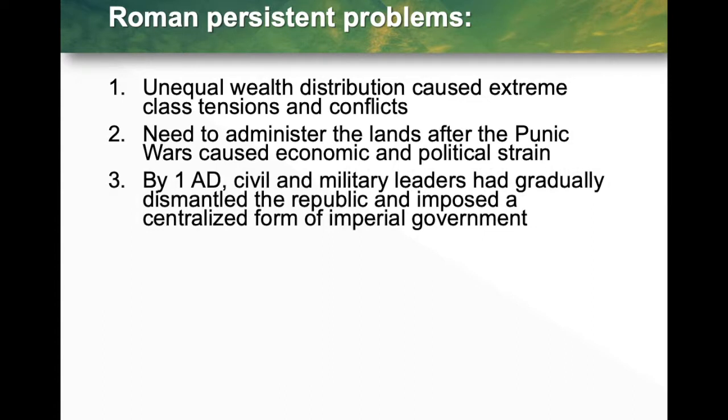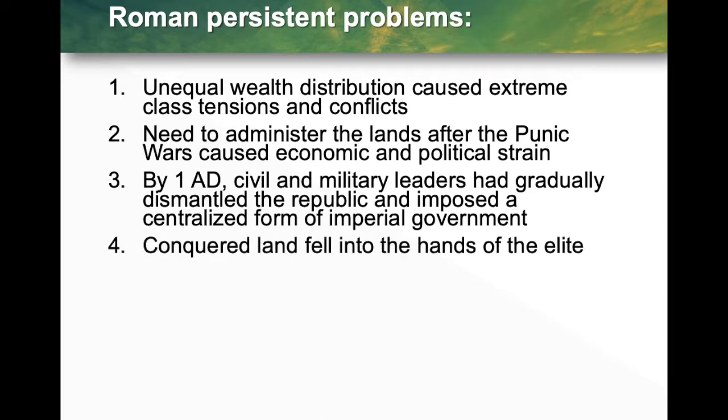Thirdly, by 1 AD, so pretty much right at the transition point from BC to AD, civil and military leaders had gradually dismantled the republic and imposed a centralized form of imperial government. What that means basically is it set the stage for the emperors to come. So Julius Caesar and then Augustus Caesar. The emperors are going to come, and that's going to be pretty much the leadership of the Roman Empire all the way until it becomes the Holy Roman Empire under Constantine. So civil and military leaders dismantled the republic. So there's obviously going to be problems there.